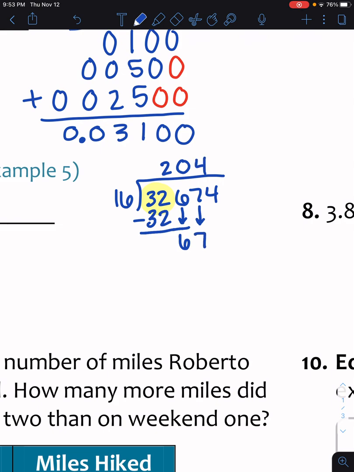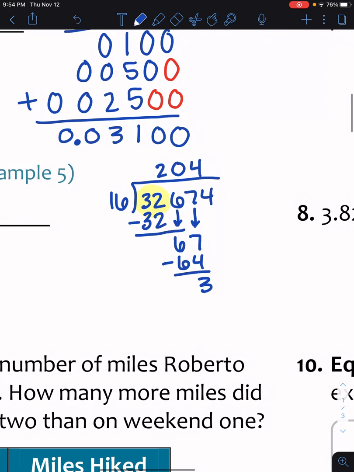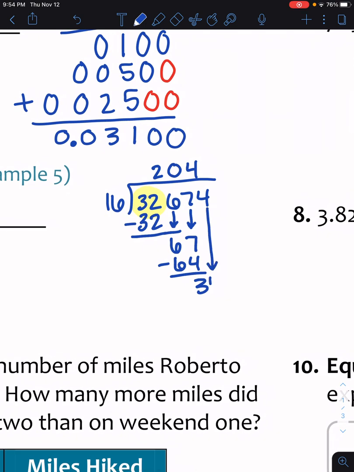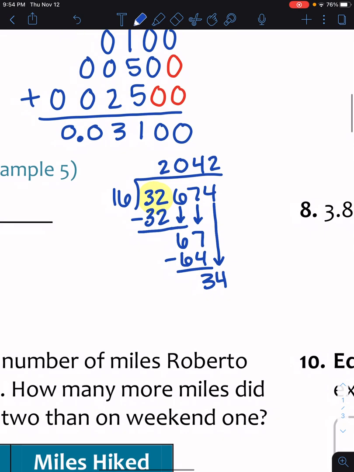16 goes into 67 4 times because 16 times 4 is 64. 67 minus 64 is 3. I bring down the 4. 16 goes into 34 twice, so 32. Now I'm going to add in my decimal. So here's my 0. I'm going to bring it down.